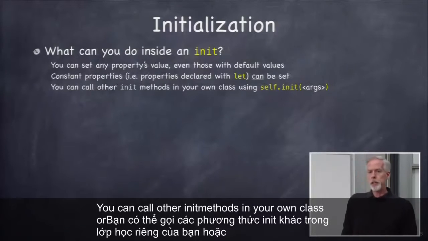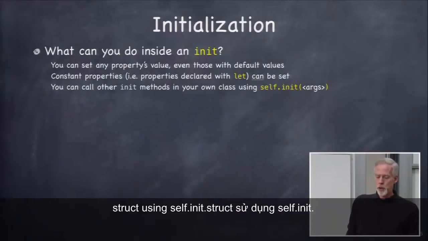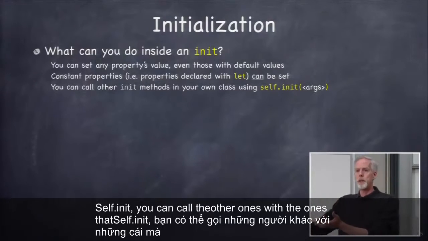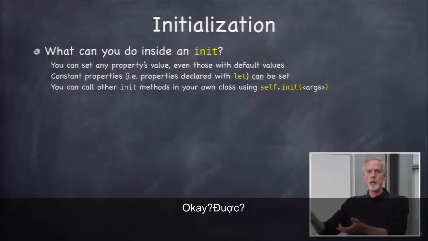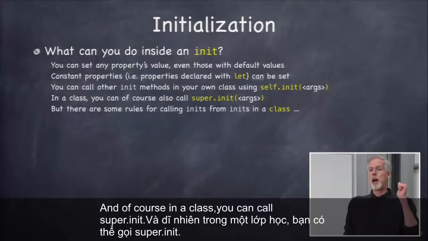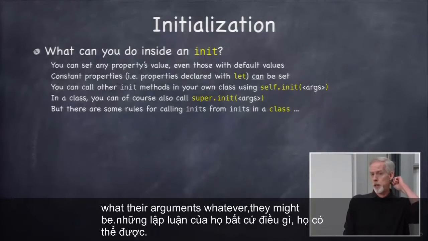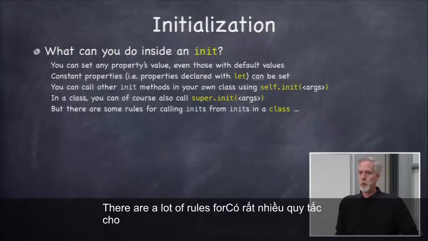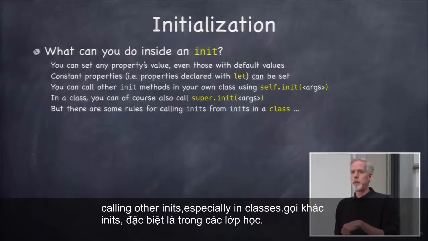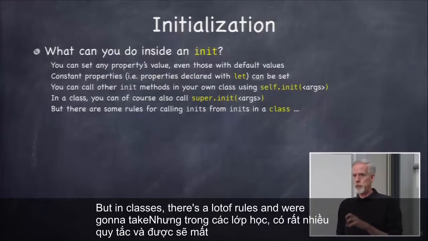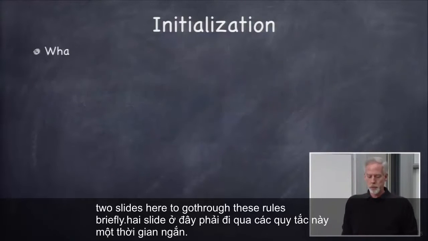You can call other init methods in your own class or struct using self.init. You can call the other ones that have different arguments with self.init. That sounds good. And of course, in a class, you can call super.init, calling your superclass's initializers with their arguments, whatever they might be. However, big old humongous however on this one, there are a lot of rules for calling other inits, especially in classes. In structs, it's not a big deal, but in classes, there are a lot of rules, and we're going to take 2 slides here to go through these rules briefly.